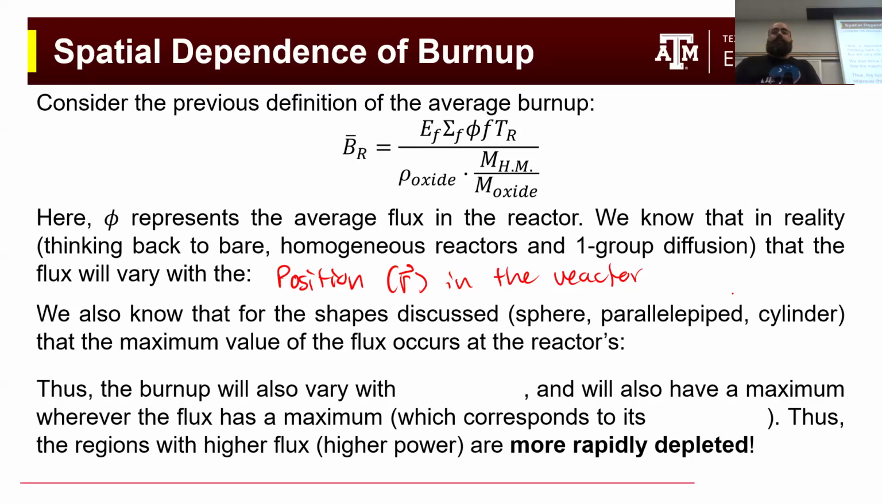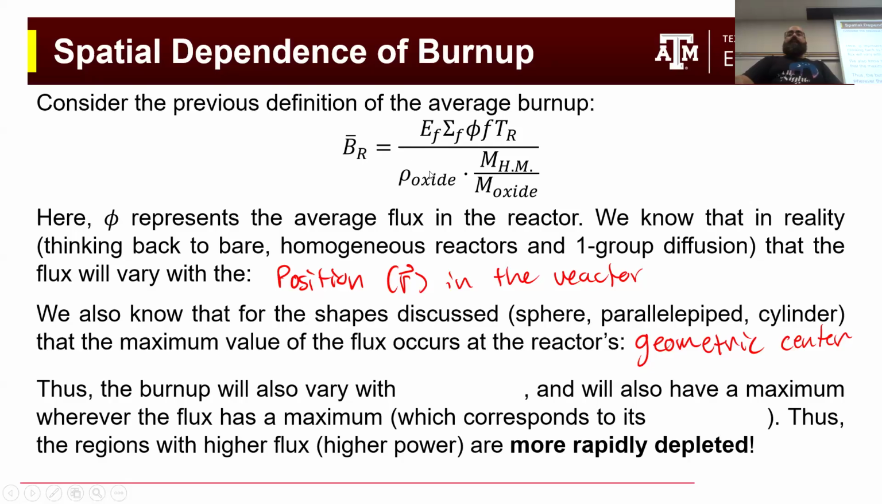And we know that for all of those shapes, the flux has a maximum value. And where's the maximum value of the flux for all of those one group diffusion approximations that we found? It's in the fuel, but geometrically, if the reactor is shaped like a cylinder, where's the flux the highest? In the geometric center. Perfect. And that's the case for all of them. It's the max at the geometric center. So at the center of these reactors is where our flux is the highest.